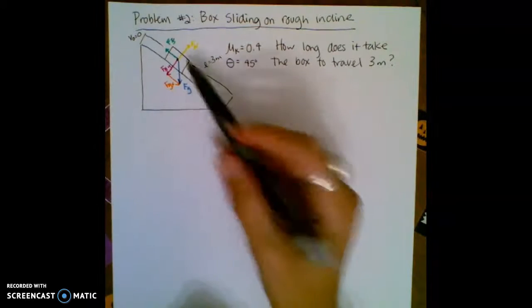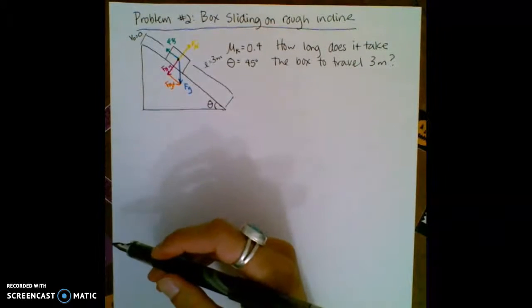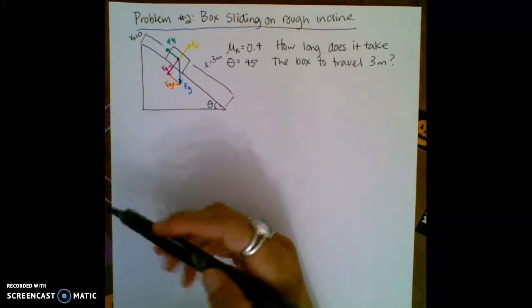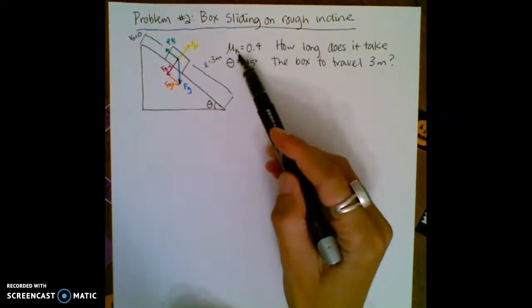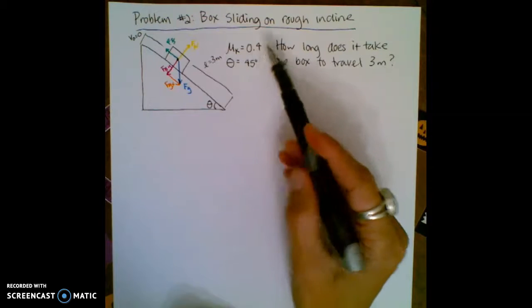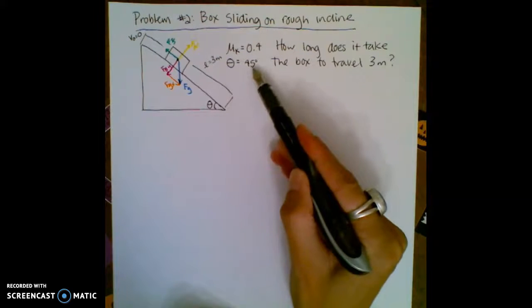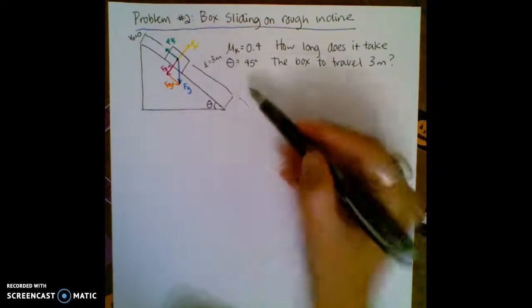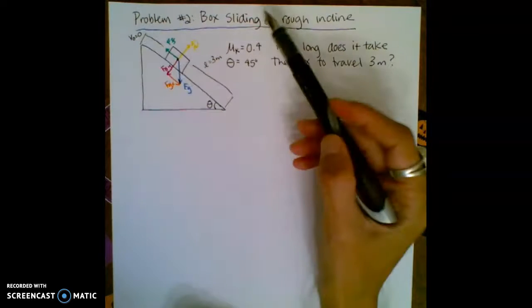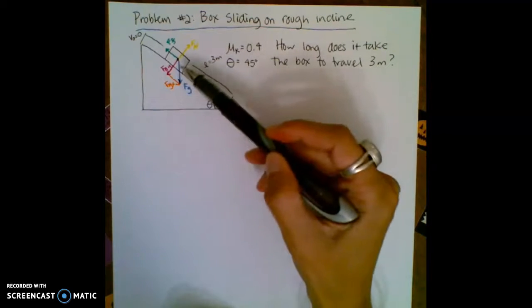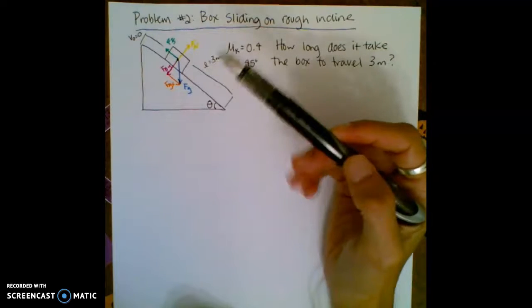So here's our setup. I've got a box, and it's sliding down a rough incline where the coefficient of kinetic friction is 0.04. Remember, kinetic means motion, so it's in motion. The angle of the incline is 45 degrees, and the length of the incline is 3 meters. Now the box starts from rest at the top. Okay? So at this particular instant where it's drawn, it's already in motion.